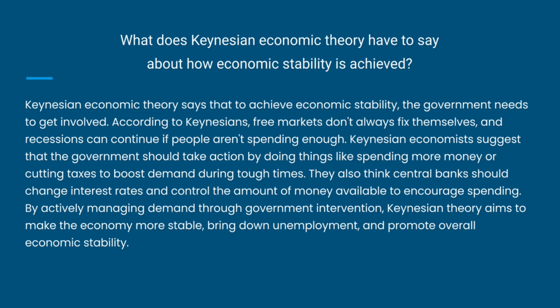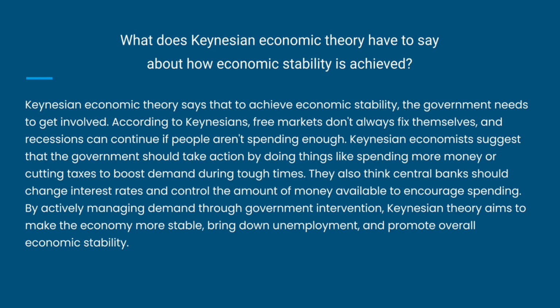What does Keynesian economic theory have to say about how economic stability is achieved? Keynesian economic theory says that to achieve economic stability, the government needs to get involved. According to Keynesians, free markets don't always fix themselves, and recessions can continue if people aren't spending enough. Keynesian economics suggests that government should take action by doing things like spending more money or cutting taxes to boost demand during tough times.